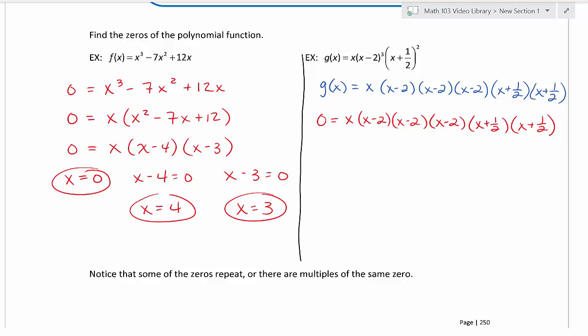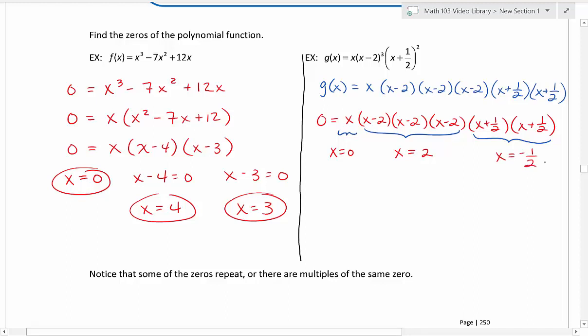Notice that it's already in factored form. Each one of our factors is going to give us a 0. So our first factor of x gives us a 0 of 0. These next three factors, each one of them is going to give us a 0 of 2. And our last two factors, each one of those factors is going to give us a 0 of negative 1/2.